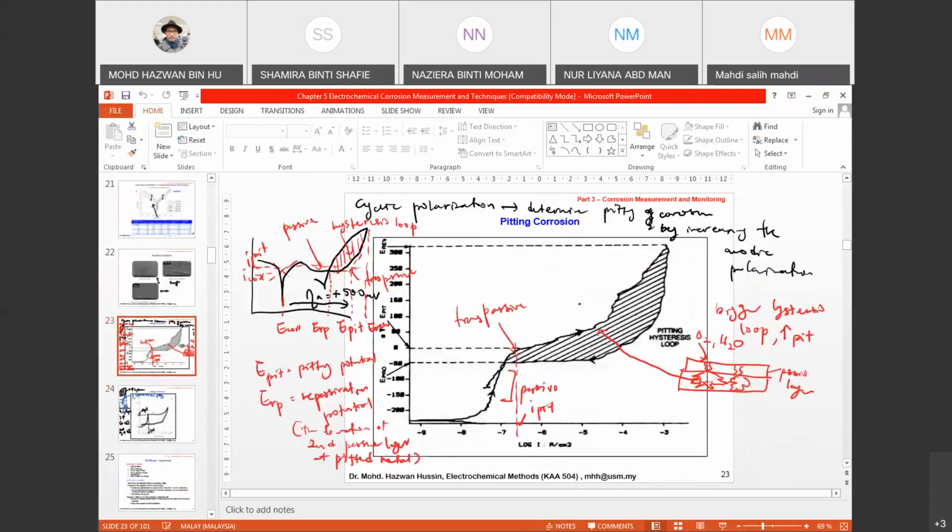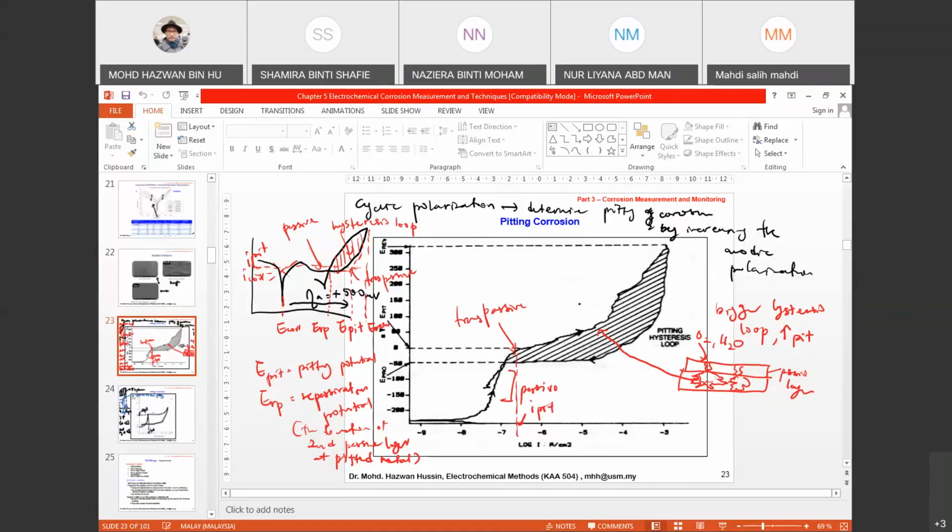And the last part that we looked at last week was pitting corrosion, measurement of pitting corrosion by means of cyclic polarization. So with potentiodynamic polarization, if you measure until a certain potential and then you make it reverse, you can actually determine other information, for example, pitting potential, repassivation potential, IP, or pitting current density, and others. So this is actually one of the useful tools to measure pitting corrosion.